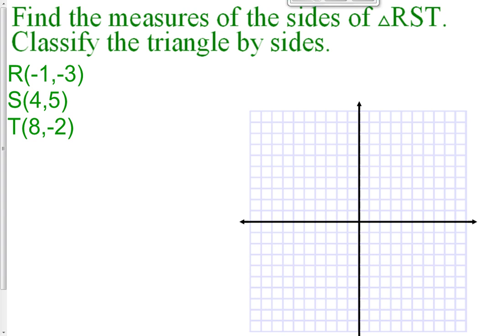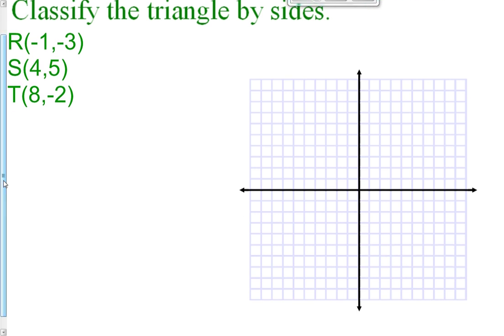Let's graph this, shall we? Let's put these 3 points on our coordinate grid. R is left 1, down 1, 2, 3. Here is R. And S is right 4, up 5. There is point S. And point T is right 8, down 2. There's T. So if I draw my triangle, it's looking like this.